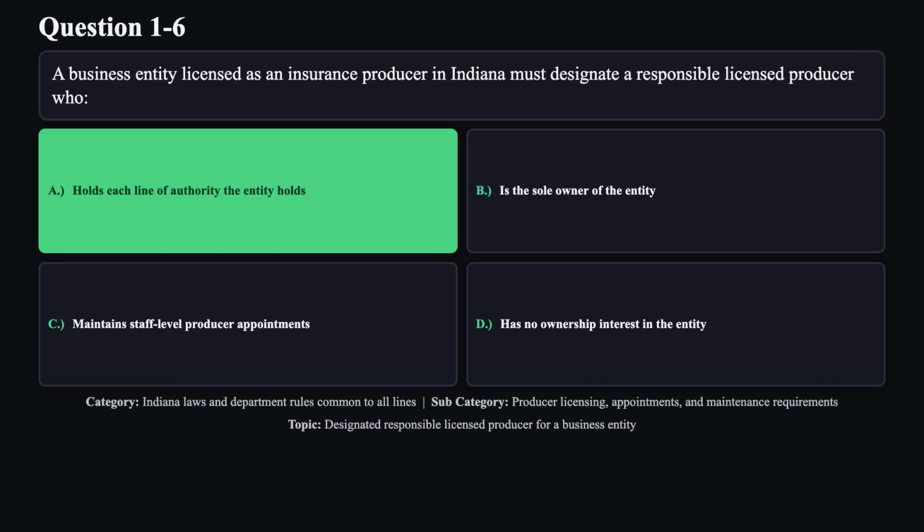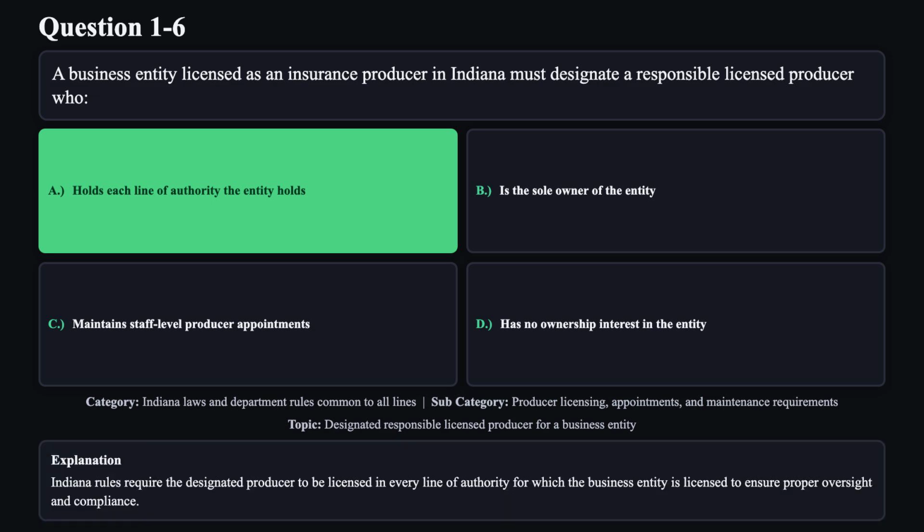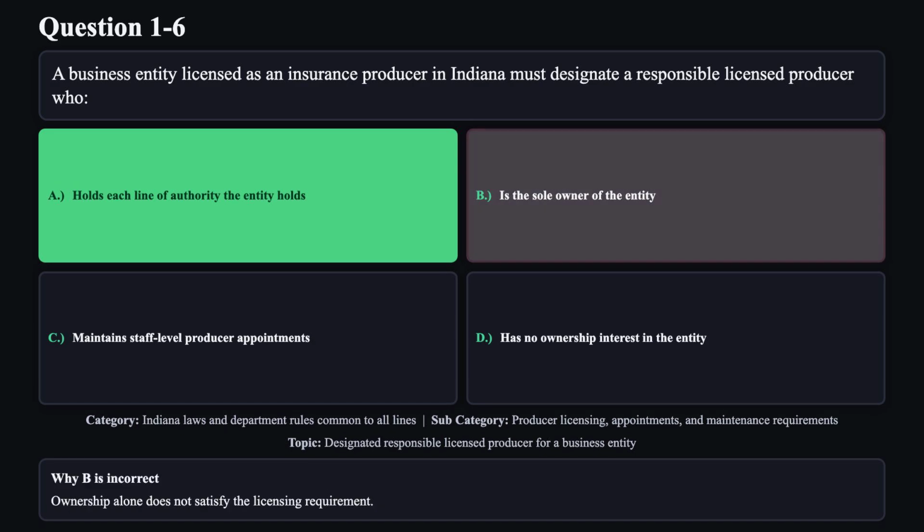The correct answer is A. Indiana rules require the designated producer to be licensed in every line of authority for which the business entity is licensed to ensure proper oversight and compliance. Reason B is not correct. Ownership alone does not satisfy the licensing requirement.